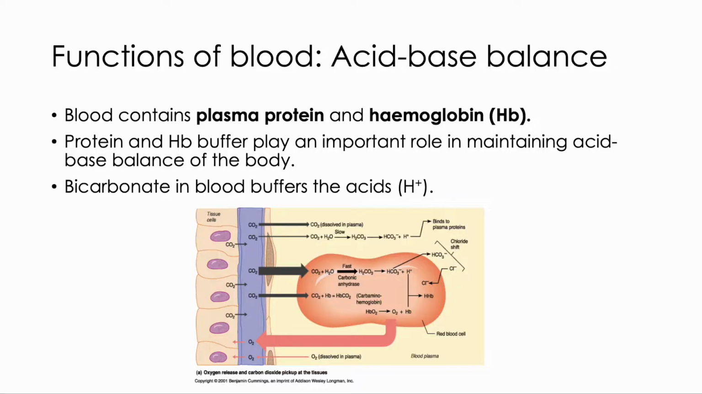H plus is basically an acidic kind of ion. So when it is acidic, it needs to be buffered so that it won't affect the other body systems and change the pH of our body. Therefore, where does this H plus go? It will be taken up by the hemoglobin, so HbH plus. So we can say the blood serves as a buffer system.